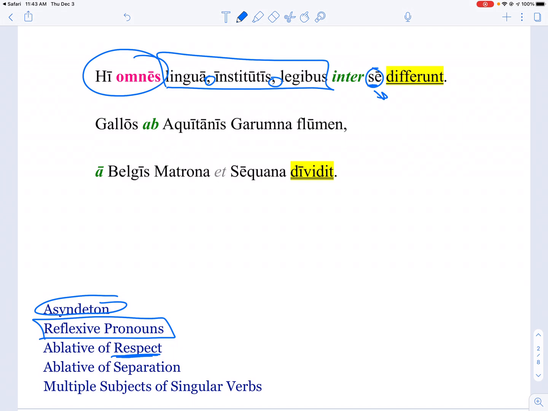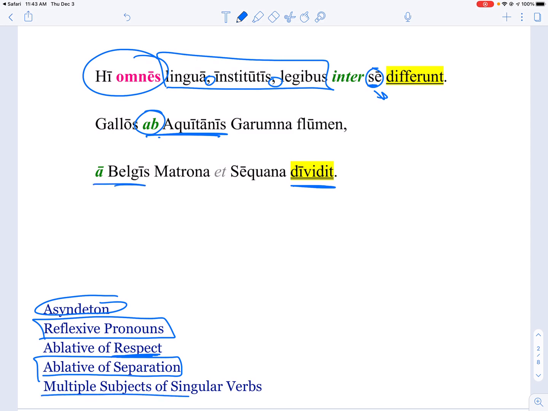I talked about the ablative of respect. Ablatives of separation can sometimes have prepositions and sometimes not. So the main way you're going to be able to tell is with the verb. But ab Aquitanis is an ablative of separation, and ab Belgis are here as well.